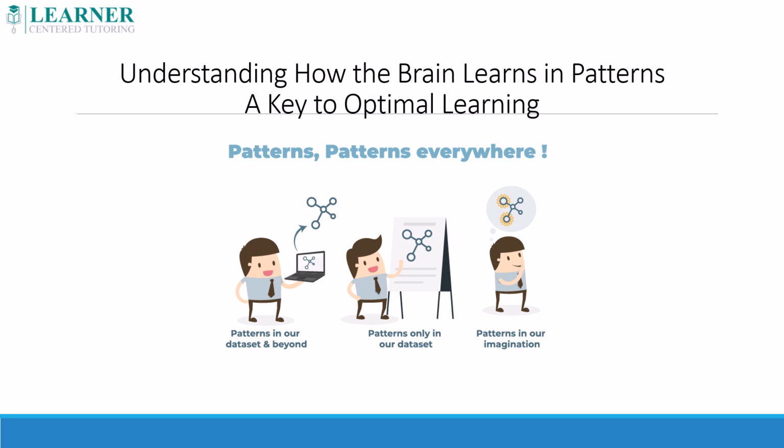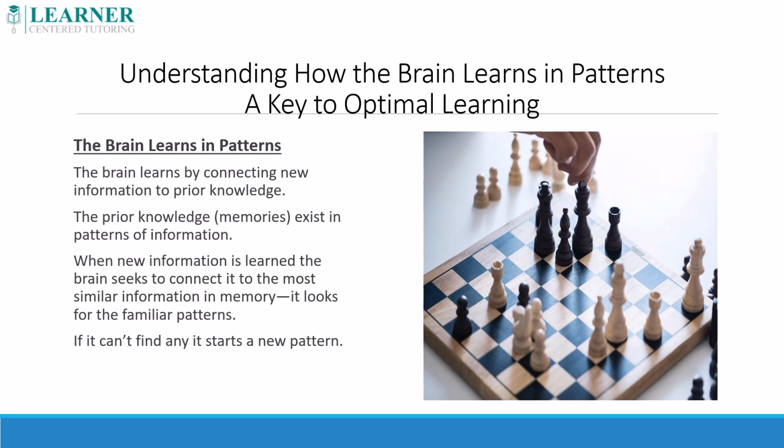In this video, we will be discussing how the brain learns in patterns. Our brain is a pattern-seeking device, and learning to recognize common patterns and organize information into patterns is a key to optimal learning. The brain learns by connecting new information to prior knowledge. This prior knowledge or memory exists in the form of patterns.